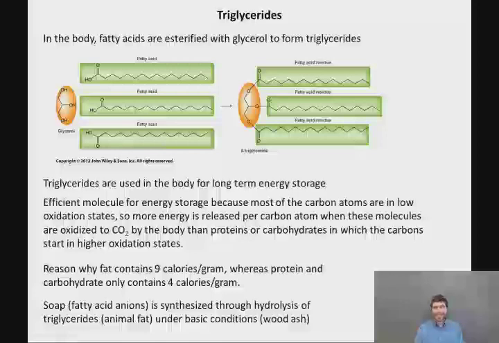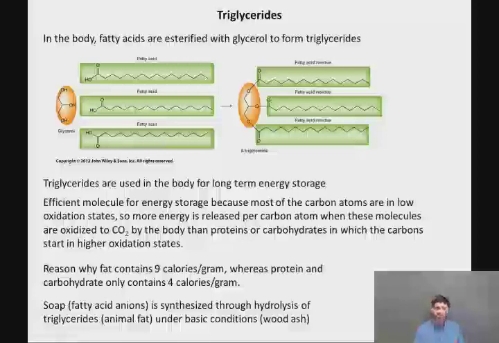So soaps have actually been around for a very long time. We now have many, many different kinds of soaps and different products that have different properties. But originally, soaps were synthesized by taking animal fat and heating them in the presence of wood ash. And that is just another way of saying that you are hydrolyzing triglycerides, because animal fat is made of triglycerides, under basic conditions which are present in wood ash.